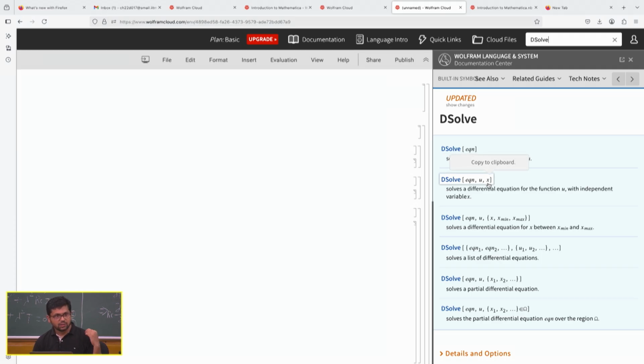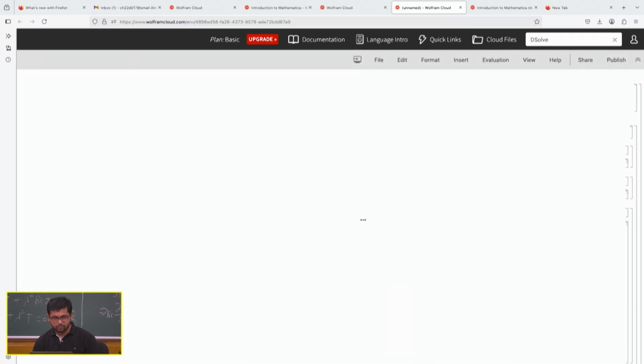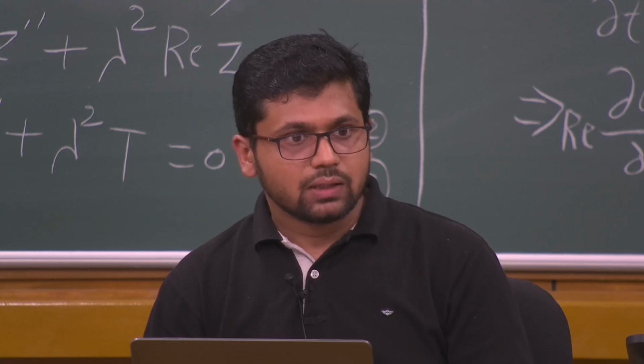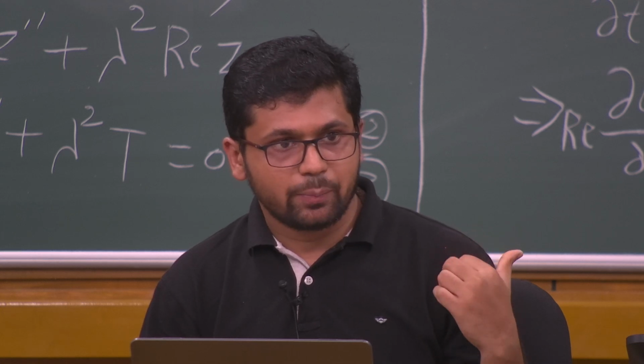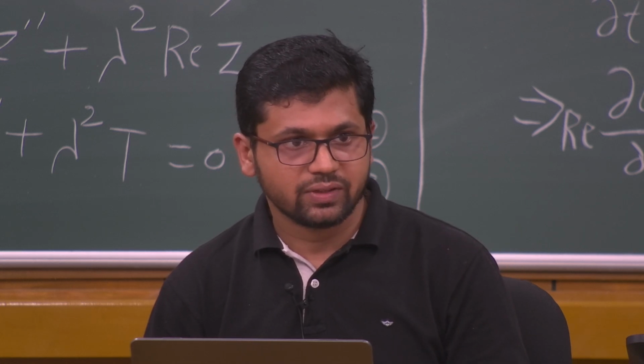Like in our case, it is z double dash plus lambda square Re times z is equal to 0. So, that is your equation, in equation number 2 I think. There, z double dash plus lambda square Re times z equal to 0 is your equation, and capital Z is your dependent variable and small z is your independent variable.